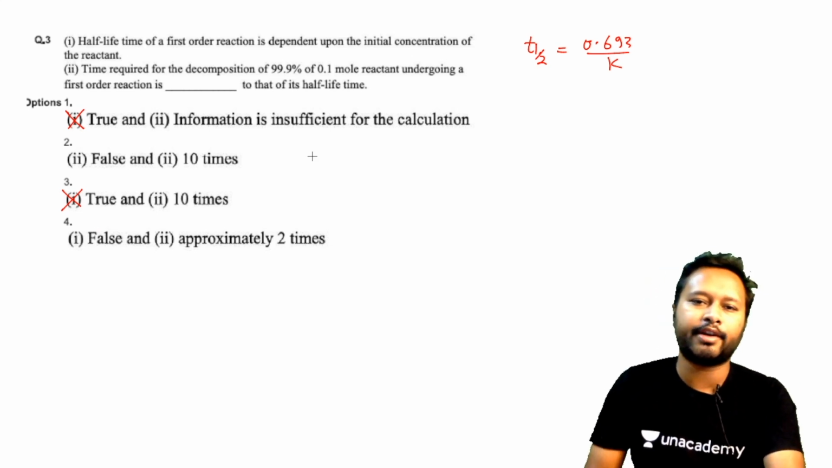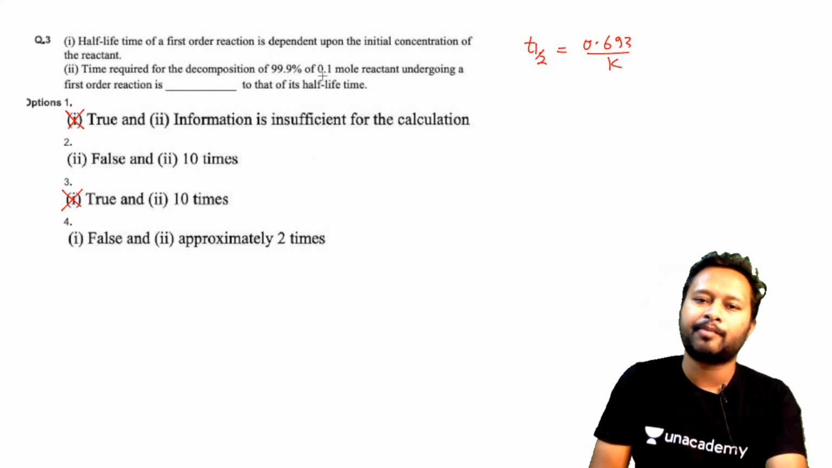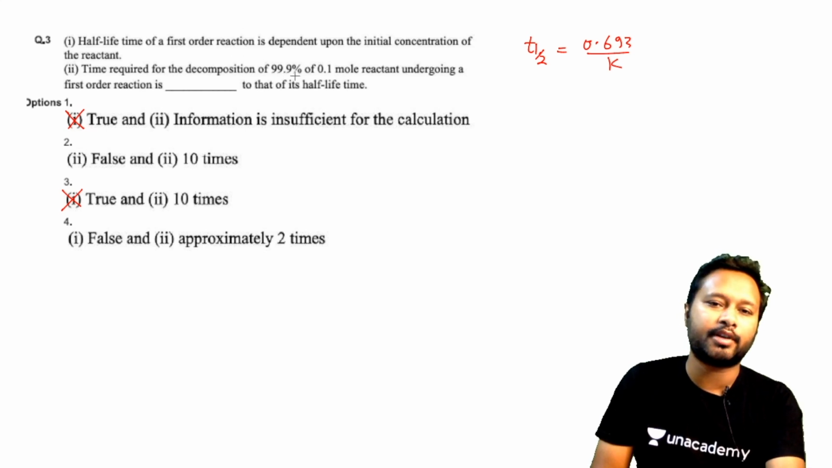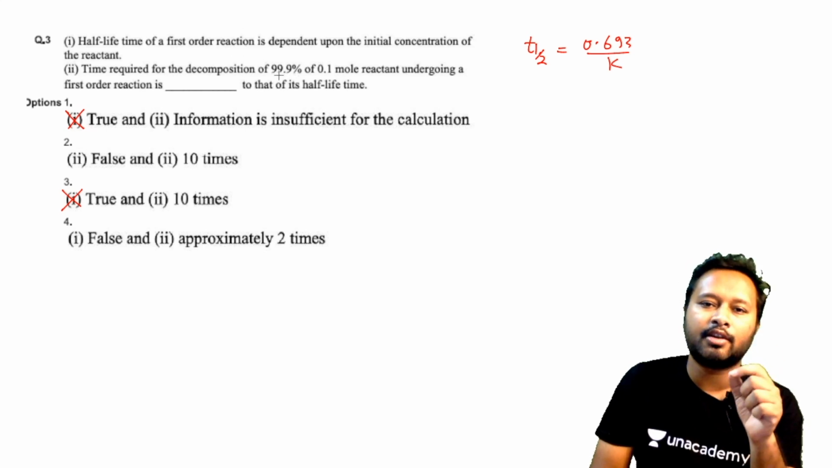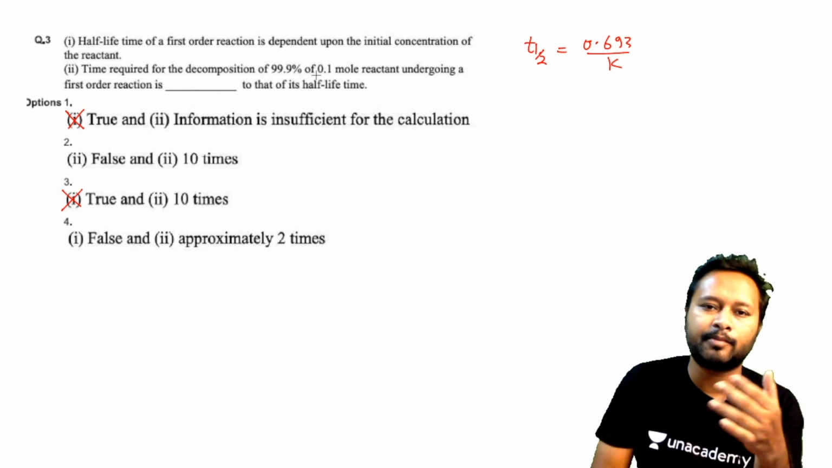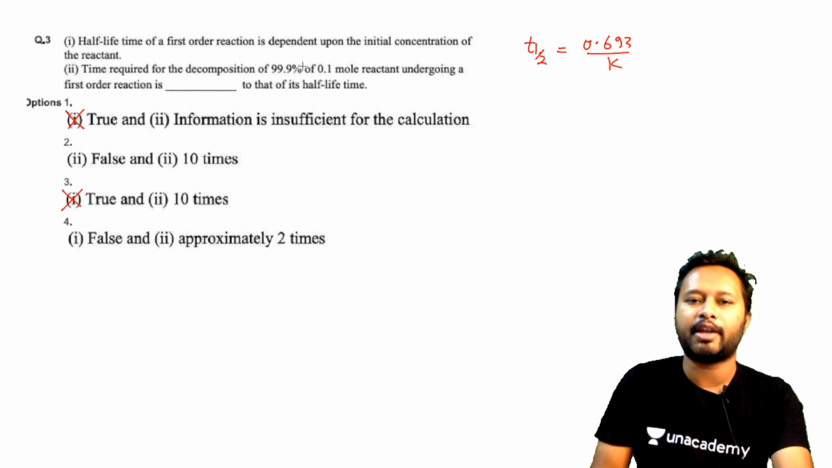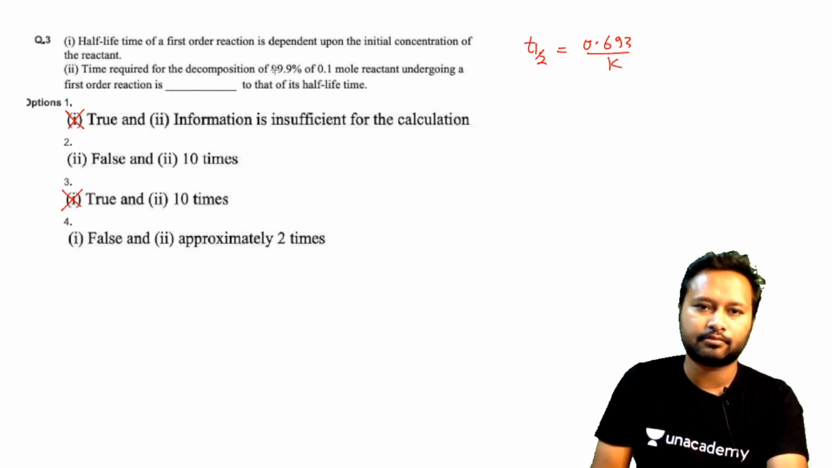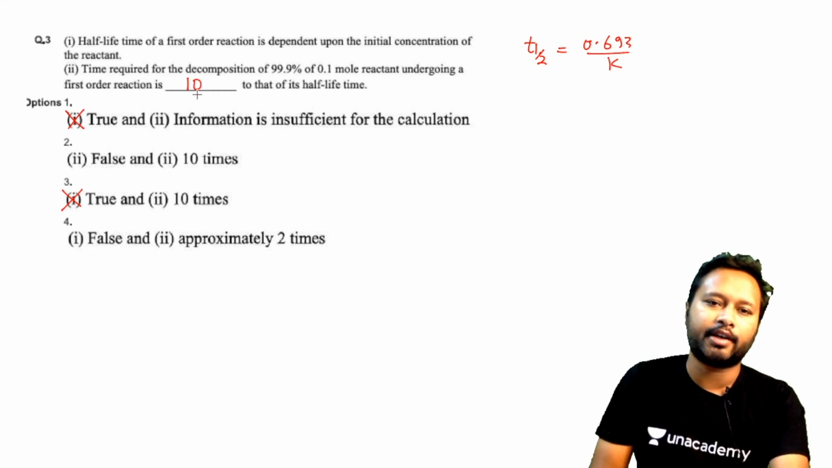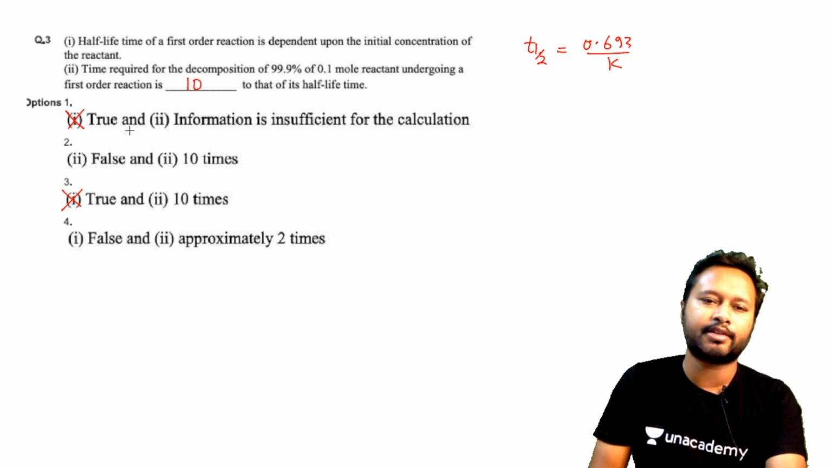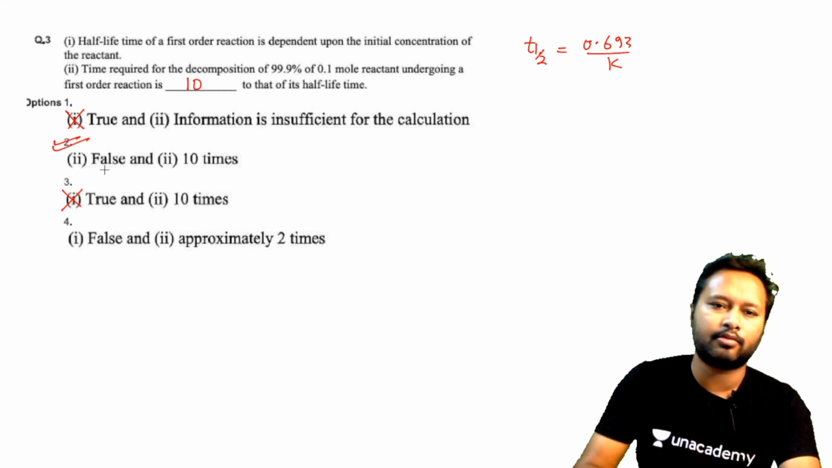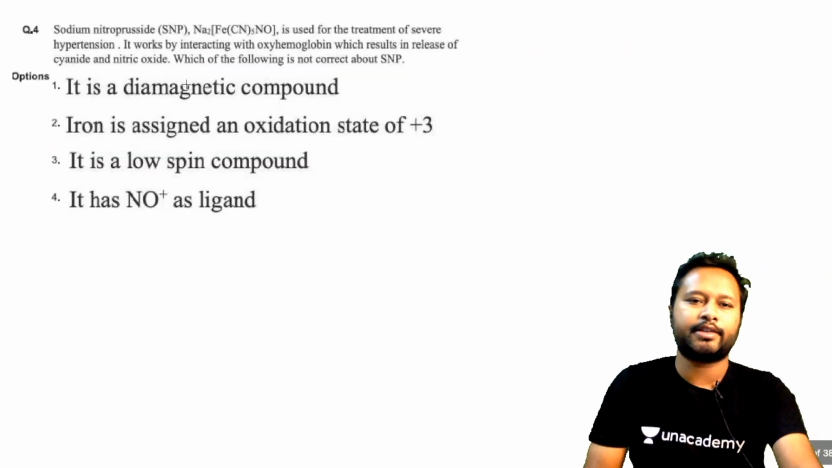Now once you calculate this, 99.9% of 0.1 molar, there is a direct formula also. I hope you all know that, but still if you don't know, you can simply do it: the time required for 99.9% decomposition. The initial concentration you have to consider as 0.1 mole, and the final concentration will be 99.9% of that. You can try it, you will get 10 times. Just basic mathematics is there, that's why I'm not solving it. Option number 2 is correct for this particular question. Okay, fine. Let's take the next one.